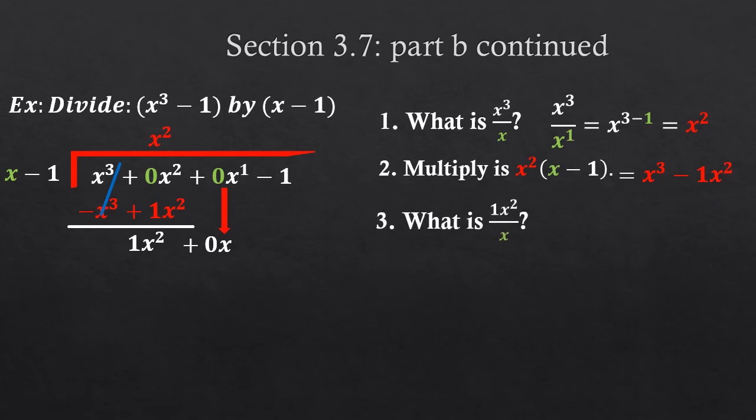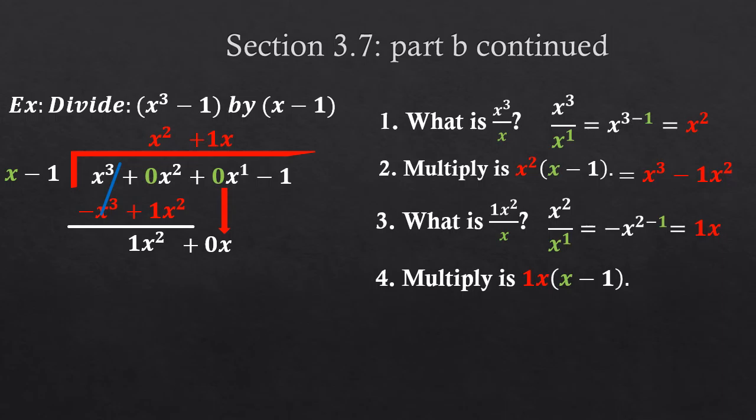Off to the side, ask yourself, well, what is 1x to the second divided by x? Gives you a result of 1x. Take your answer, multiply it times your whole divisor. If you did so, gives you 1x squared minus 1x. Again, when you're doing long division, remember to change the sign of the results. Line them up, and as you can see, the 1x squareds cancel out, but 0x plus 1x is 1x. Go ahead and bring down the negative 1.